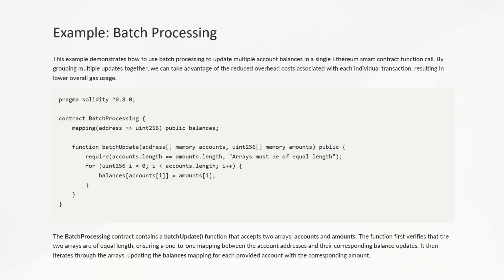The function begins with a requirement check ensuring that the accounts and amounts arrays are of equal length, maintaining a one-to-one correspondence between account addresses and their respective balance updates. Subsequently, the function iterates through the accounts array and updates the corresponding balances in the balances mapping with the provided amounts. The batch processing approach showcased in this contract aims to reduce gas consumption by grouping multiple state updates into a single function call. By doing so, the overhead costs associated with individual transactions can be minimized, resulting in a more gas efficient solution for users interacting with the smart contract.